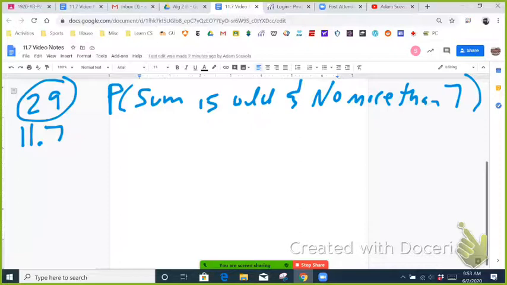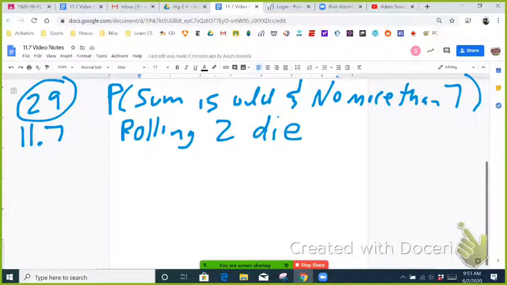Okay, so in 29, in section 11.7, we have to find the probability of rolling two die. I didn't write that down the first time. And when you roll the two die, you add the numbers up, and you get a sum that's odd and no more than 7. So if we think about the different ways we can roll two die, we have 1 through 6, and then 1 through 6.